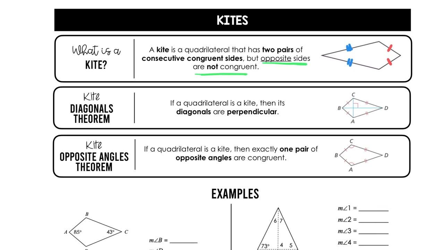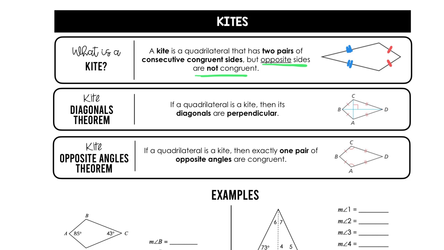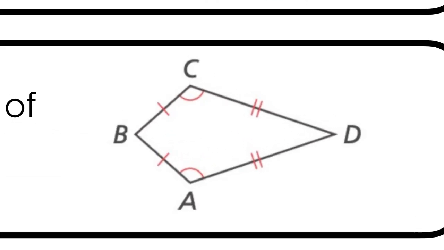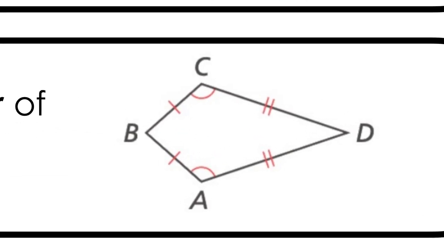Okay? And then we have the opposite angles theorem. It says if a quadrilateral is a kite, then exactly 1 pair of opposite angles are congruent. And it's always the angles between the 2 that are different side lengths. So this angle is not congruent to that, right? But these are always congruent every time. Which, if you think about it, we're just doing congruent triangles.